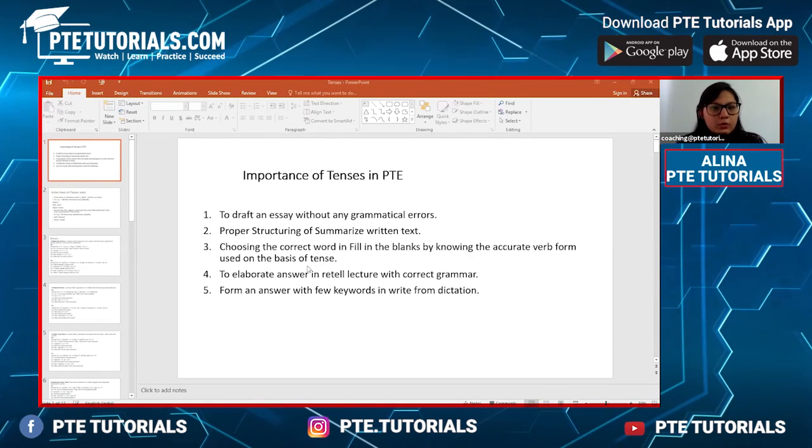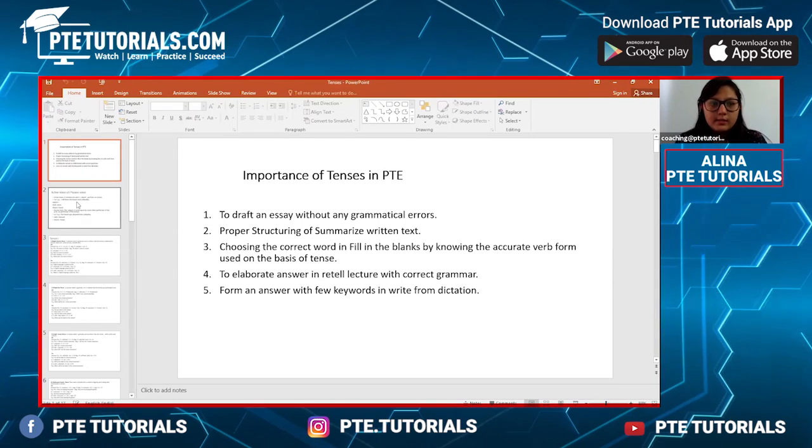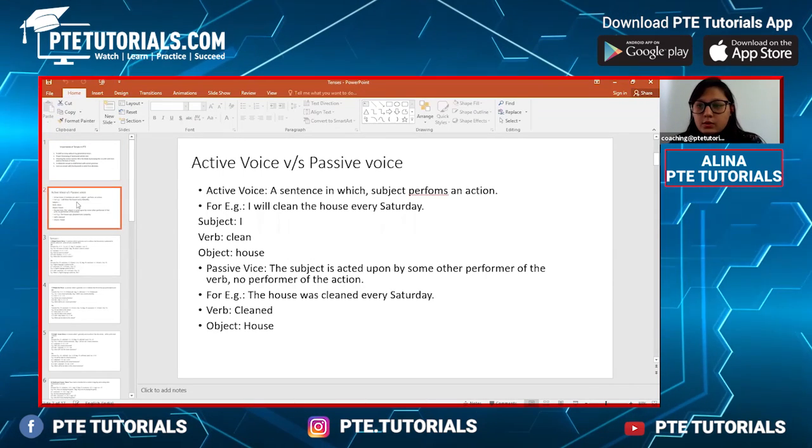So in grammar, today we will be covering active voice and passive voice sentences in terms of tenses. If we have a look, what is active voice basically? Active voice is the sentence in which the action is being performed and the performer is also mentioned. Basically the subject is there. Now what is a subject? The subject is the one who is doing the activity.